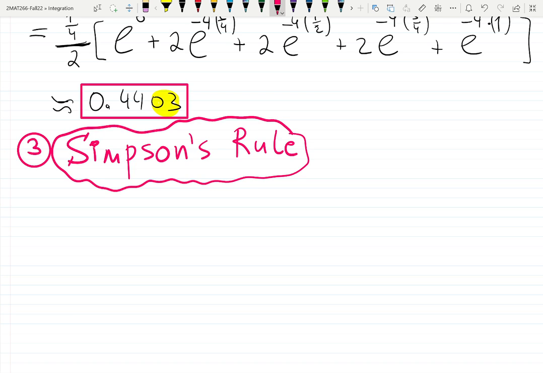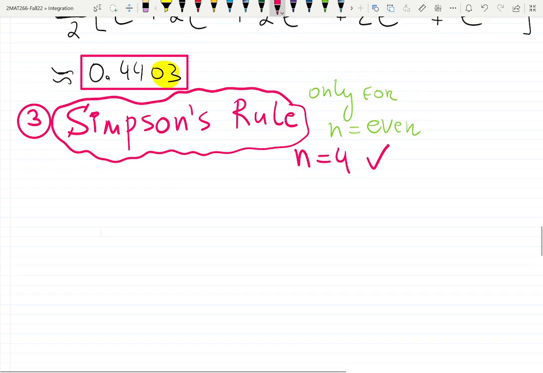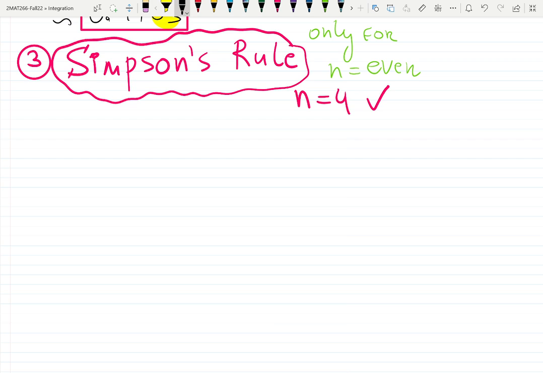for even, not evil, even, only for n equals even. But we chose n to be 4 and it is even. So if n was 5, you as a researcher would have to change that and figure it out. And of course, we never give you an odd number of intervals for the exam. That will be weird. So that's what scientists do. They actually figure this out.